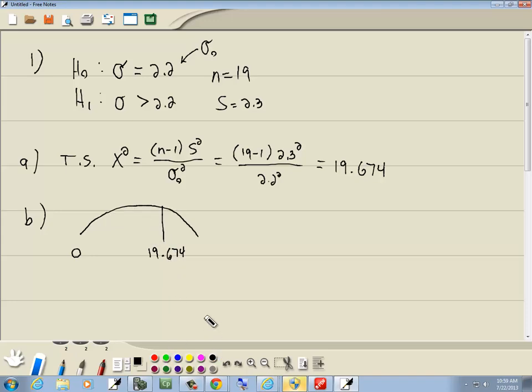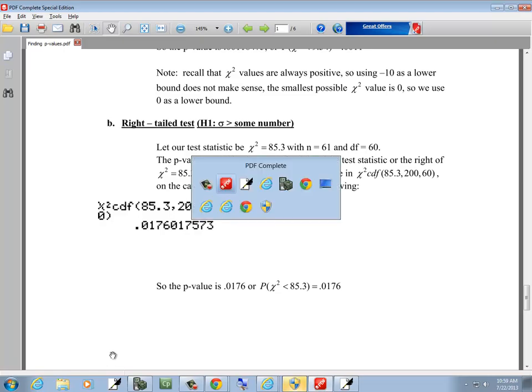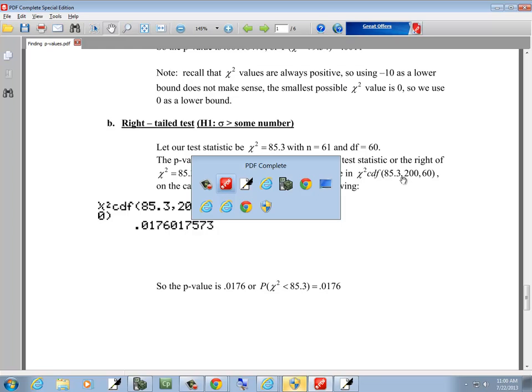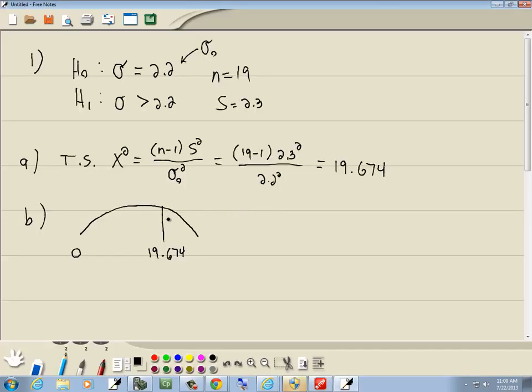In my regular class, I do this the classical method, the traditional approach. Okay, the p-value would be the area to the right of the test statistic. Why does it go up to 200 instead of E99? What I would think is E99. Let's try that. And our degree of freedom, if n is 19, the degree of freedom is 18.